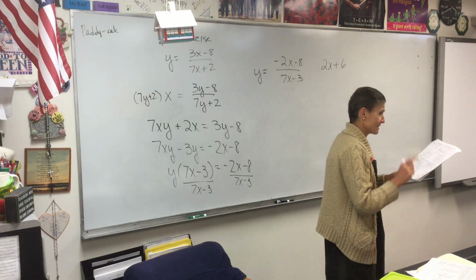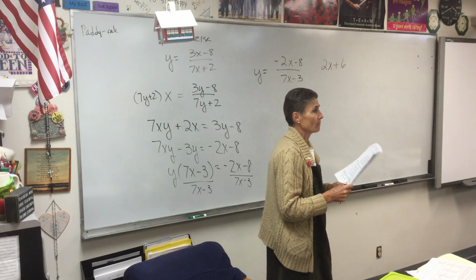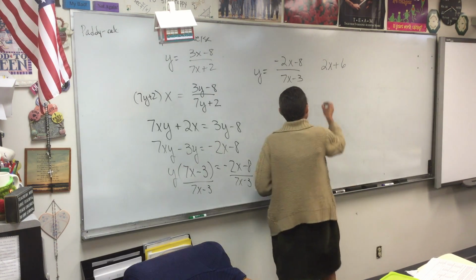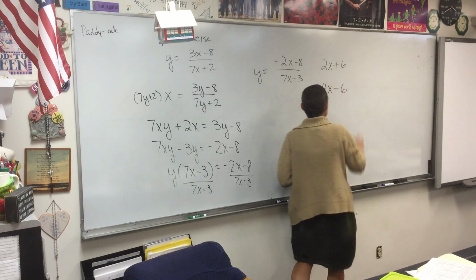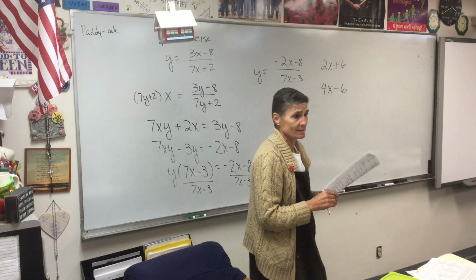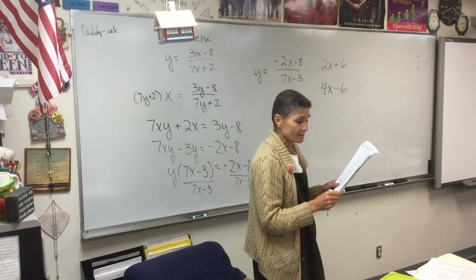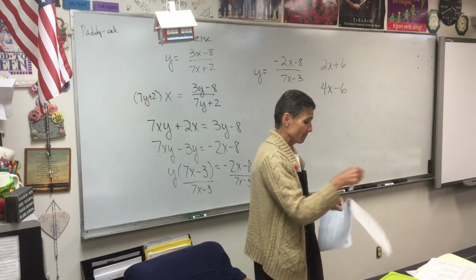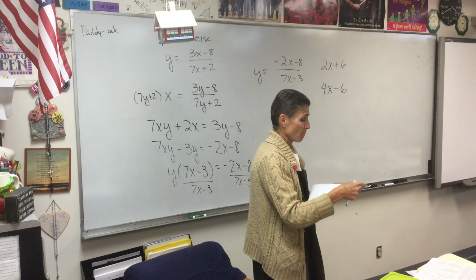6 less than 4 times the number. Oh, 4x minus 6. You people are awesome. It says take 4 times the number and then 6 less than that. So subtract 6 from 4 times the number. Beautiful.